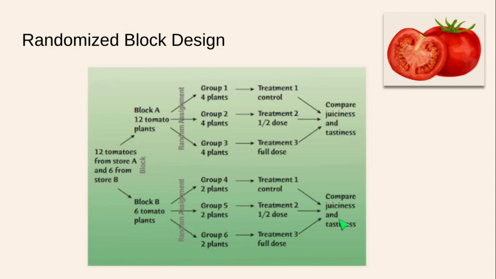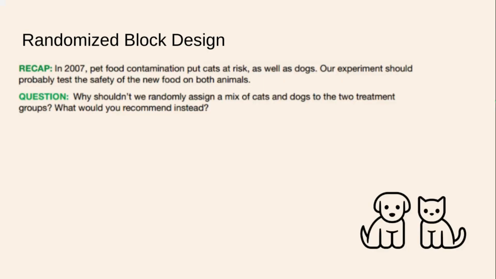And the power of this is that we make sure that 4 plus 2 equals 6 total plants are in the control group, 4 plus 2 equals 6 plants are in the half-dose group, and 4 plus 2 equals 6 plants are in the full-dose treatment. Doing it this way makes sure that we don't have a disproportionate number of the 12 tomatoes from store A in one of the treatments, or a disproportionate number of the 6 tomato plants from store B in any of the treatments.